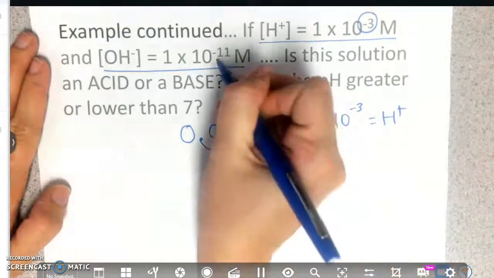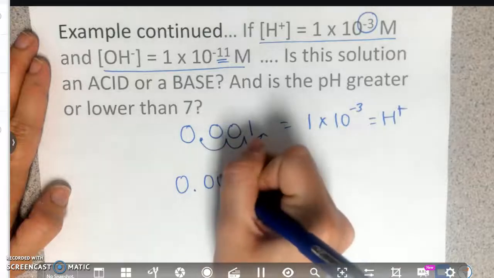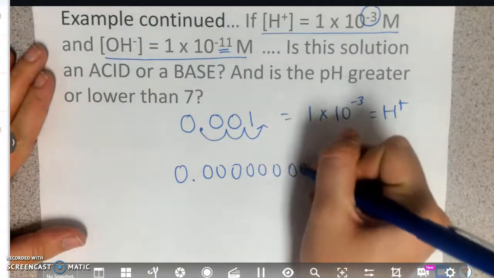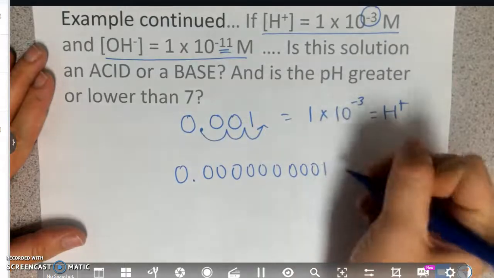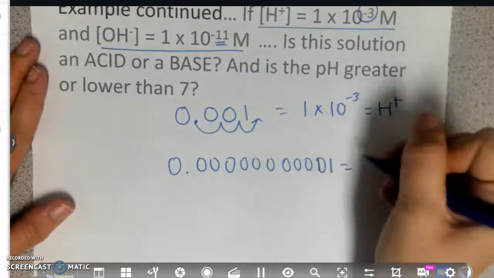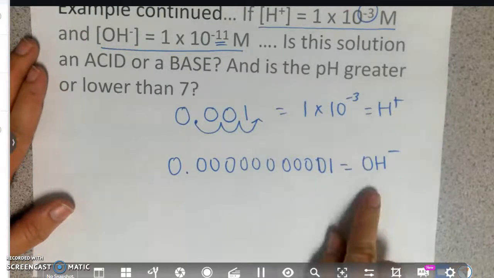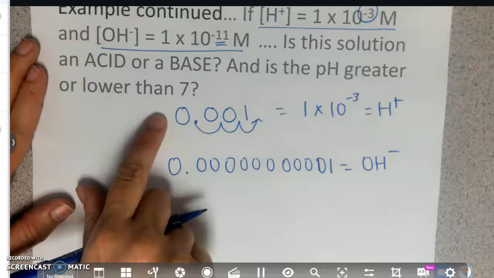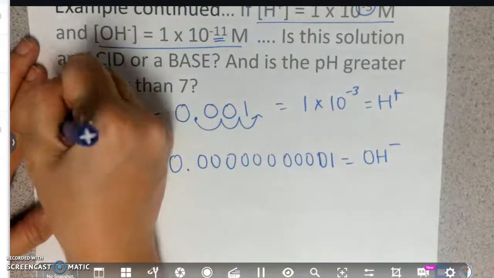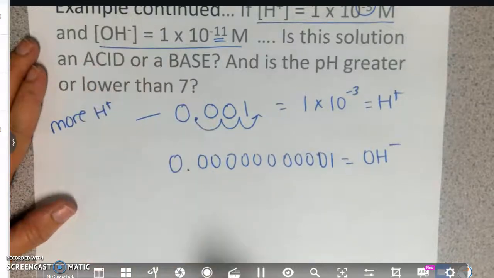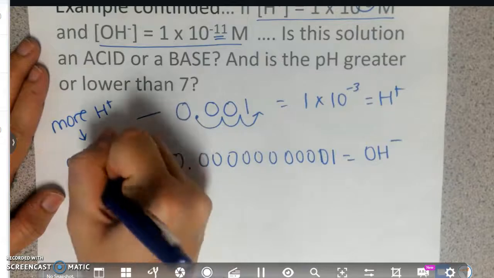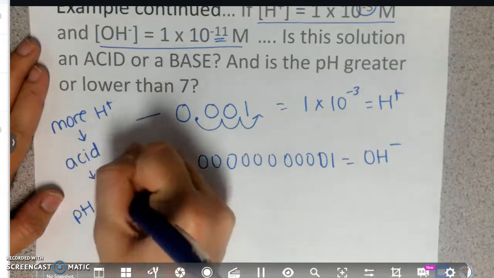OH, because it's to the negative 11, would be 10 zeros and then a 1. That's 1 times 10 to the negative 11, or the concentration of hydroxide. So what is there more of, hydrogen or hydroxide? You should know this number is bigger than that number, so there's more H plus. And if there's more hydrogen than OH, it is an acid. And if it is an acid, it will have a pH less than 7.